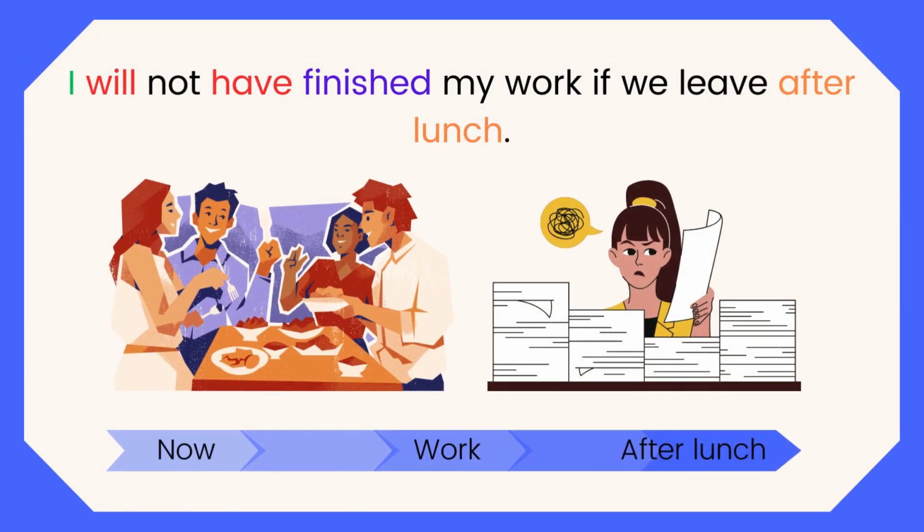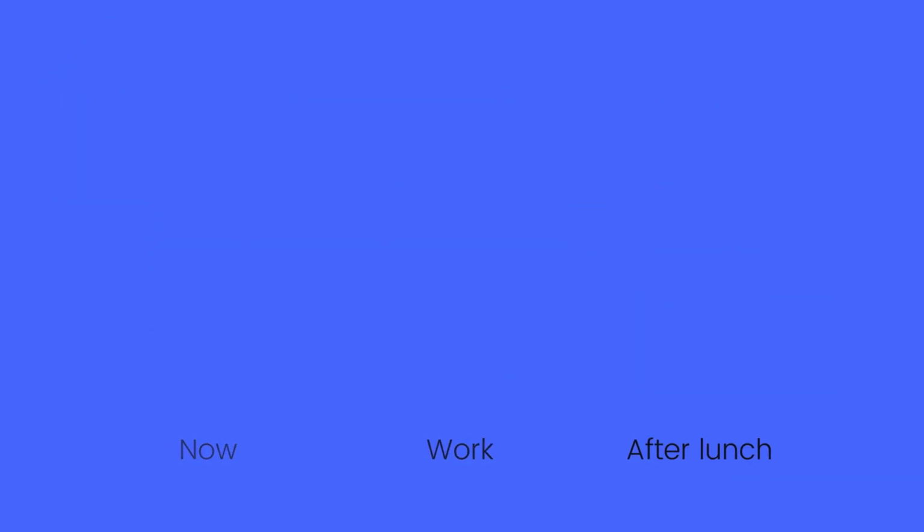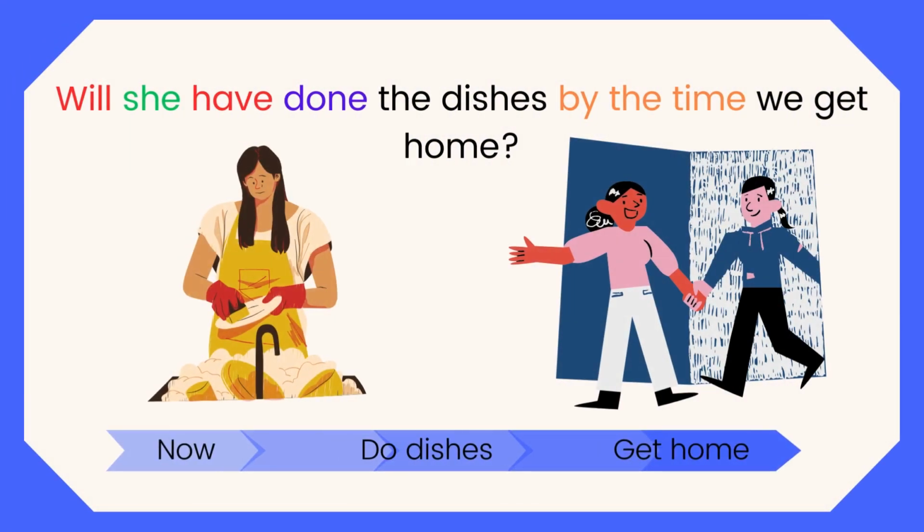If we want to use the future perfect tense as a negative, we put the not between will and have. For example, I will not have finished my work if we leave after lunch. This is talking about an event that will not yet be finished before another event occurs. Or if we want to use the future perfect tense as a question, we put the subject between will and have. Will she have done the dishes by the time we get home?